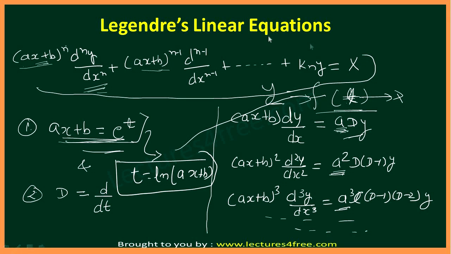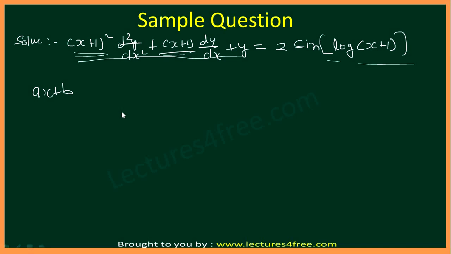Okay, so to convert the Lagrange's equation into the equation of constant coefficients, we have to make assumptions like ax plus b equal to e to the power t. Okay, so what is here our ax plus b? Here our ax plus b is equal to x plus 1. Okay, x plus 1 means our a is equal to 1 here and b is equal to 1.